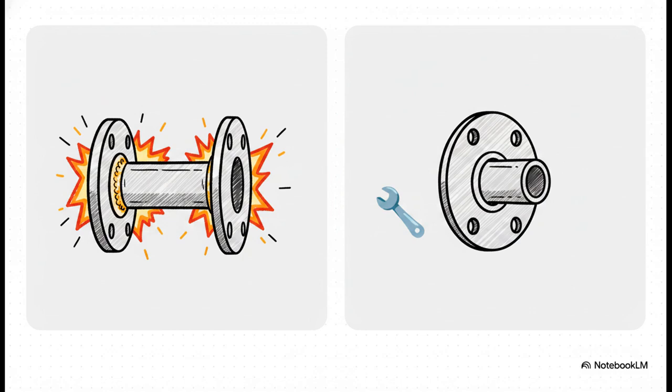The welding neck is exactly what it sounds like. It has a long, tapered neck that's butt welded straight to the end of the pipe. It is incredibly robust, giving you maximum strength for high pressure or extreme temperature situations. On the flip side, the slip-on flange literally slides over the outside of the pipe before being welded. It's much easier to install, which makes it highly convenient.